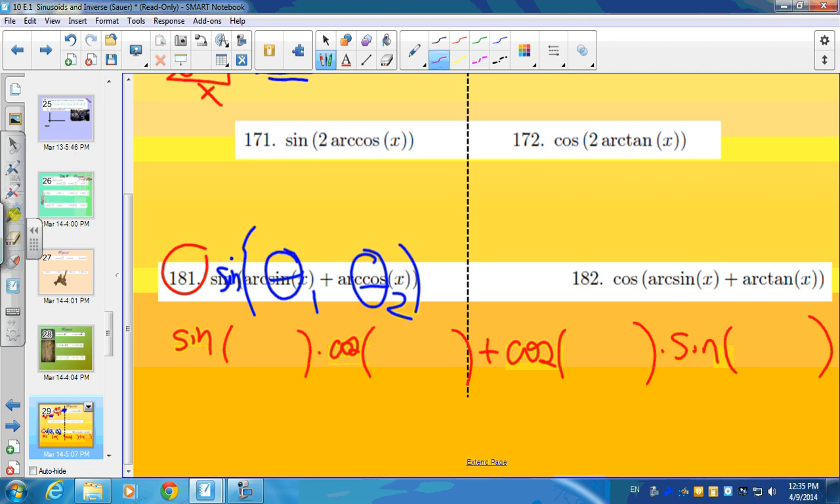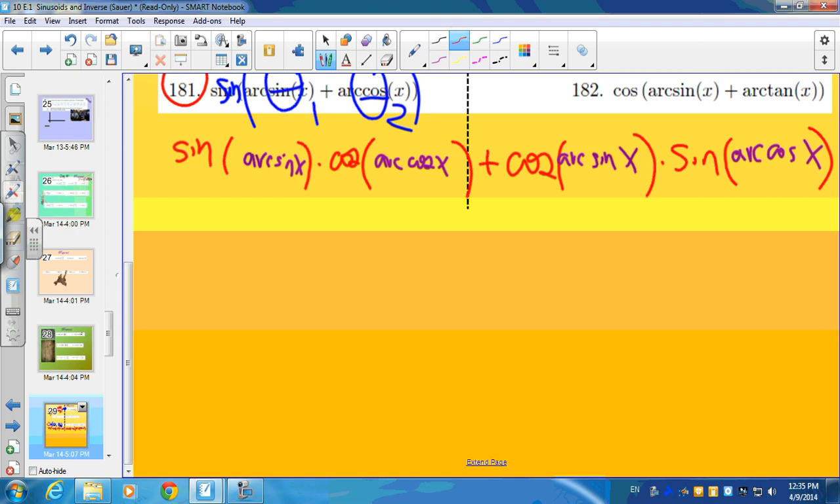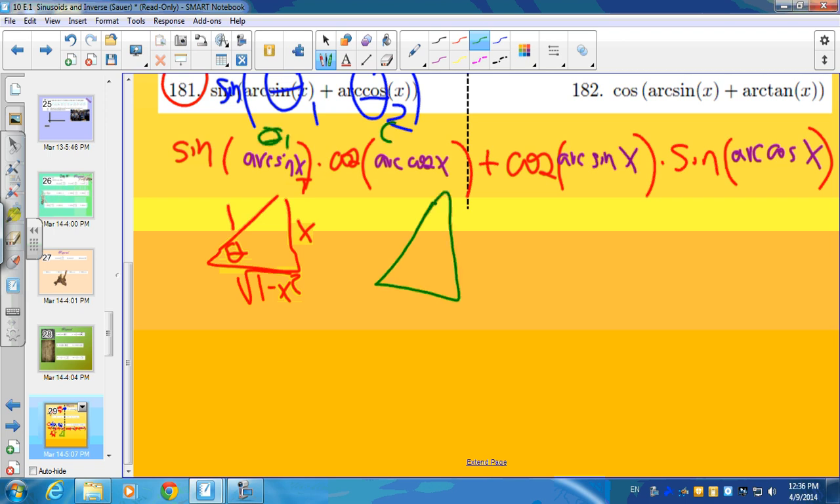Okay, but what's different is theta 1 is just going to be arc sine of x, and theta 2 is the arc cosine of x. And you're going to get to do 2 triangles. One triangle for theta 1, which says x over 1. This will be the square root of 1 minus x squared. And one triangle for theta 2, which is, this is theta 1, this is theta 2. And so you're going to get x over 1 here.